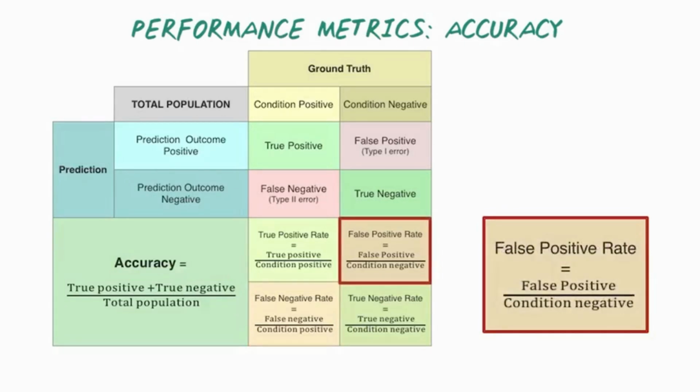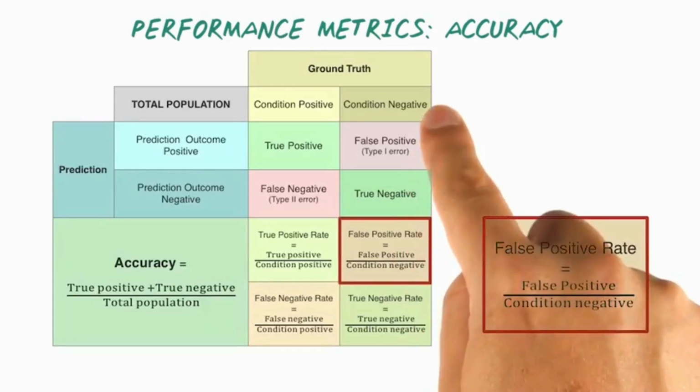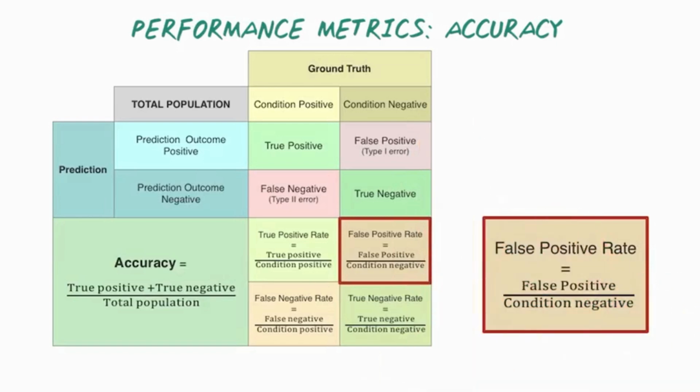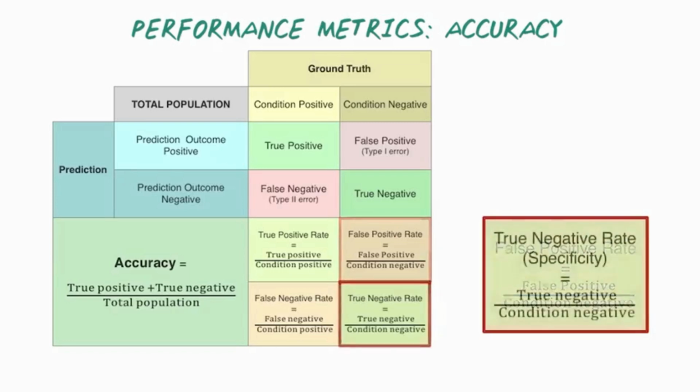False positive rate is the ratio between false positive and the condition negative. The intuition of false positive rate is to measure among all people without heart failure, what percentage of them is incorrectly predicted by the model as having heart failure. Finally, true negative rate, or specificity, is the number of true negative divided by the ground truth condition negative, which also equals 1 minus false positive rate. The intuition behind true negative rate is to find among all people without heart failure, what percentage of them is correctly classified as non-heart failure patients.